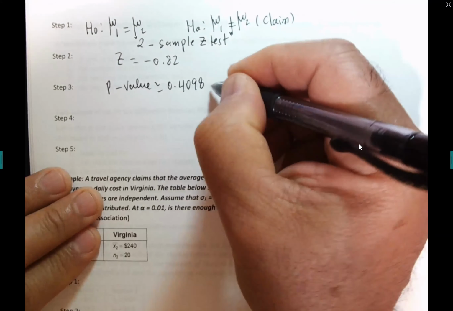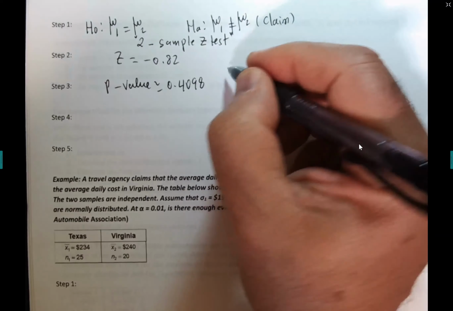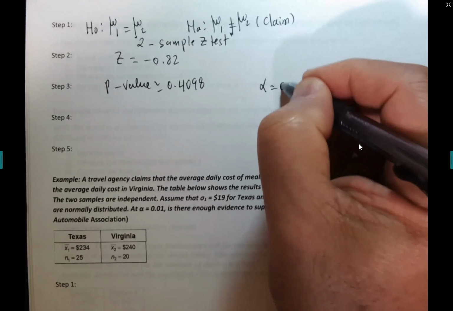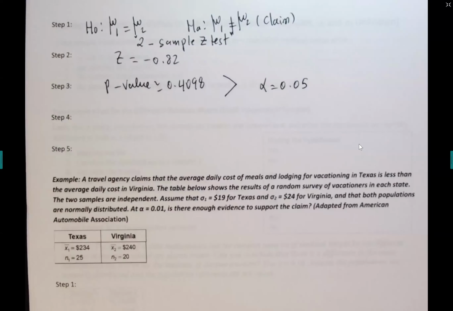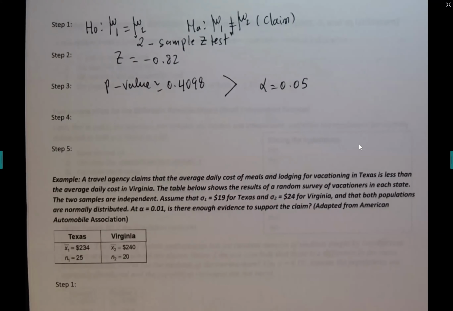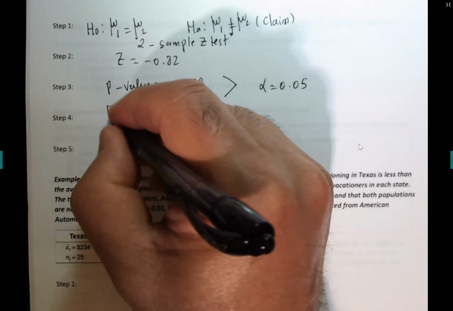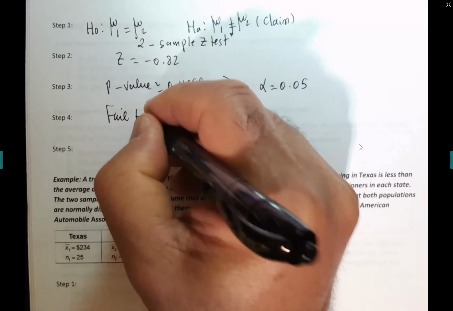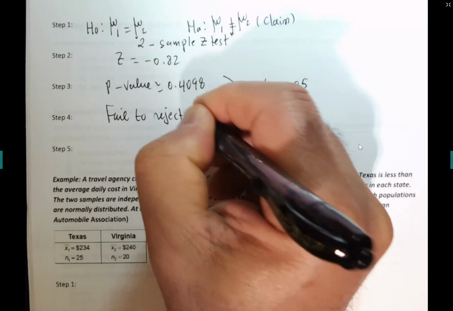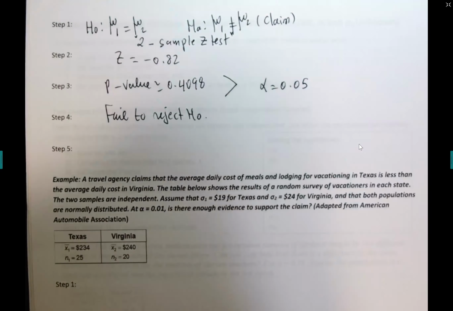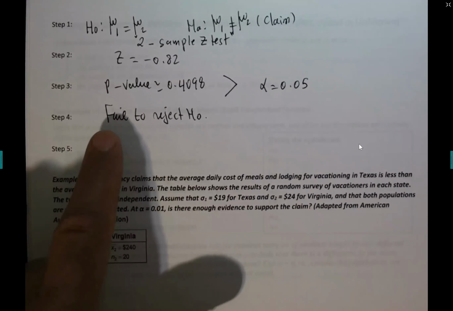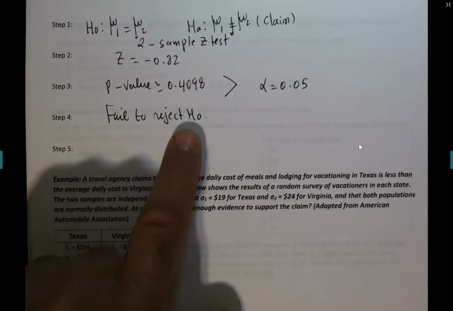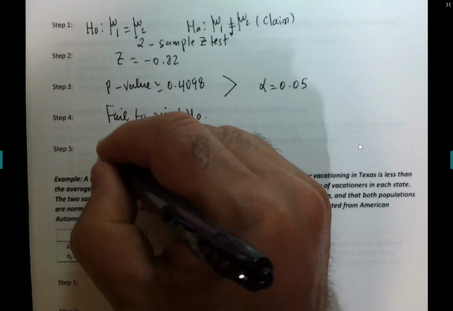What's the decision? Alpha here, he says 0.05. Do you guys agree with me that this number is bigger than alpha? And if it is bigger than alpha, the decision will be what? To fail to reject H0. And guys, I'm not going to confuse you here. I'm going to use the exact same technique that I use in chapter 7. I told you in chapter 7, if we fail to reject H0, we start with there is not enough evidence.